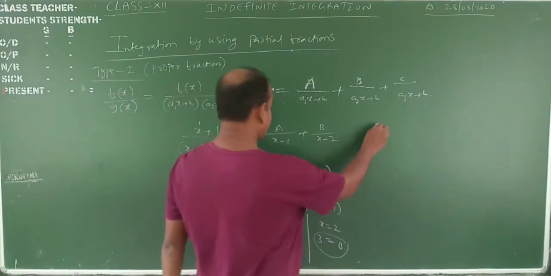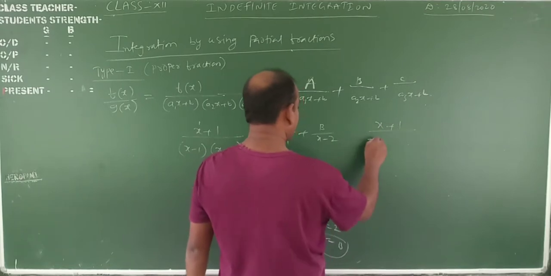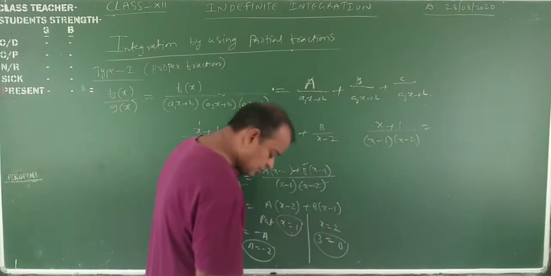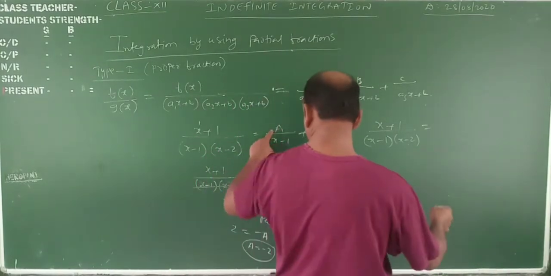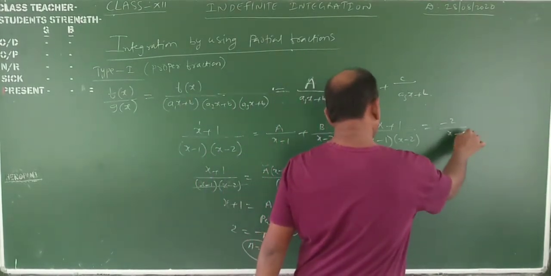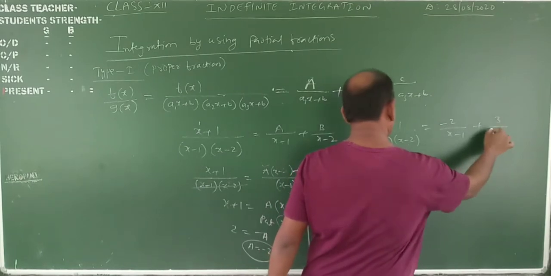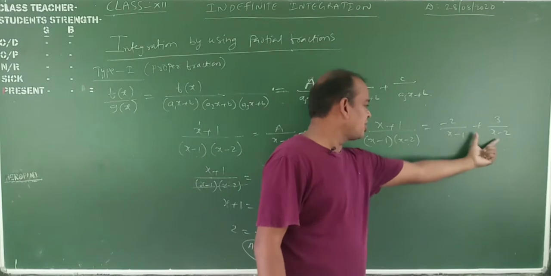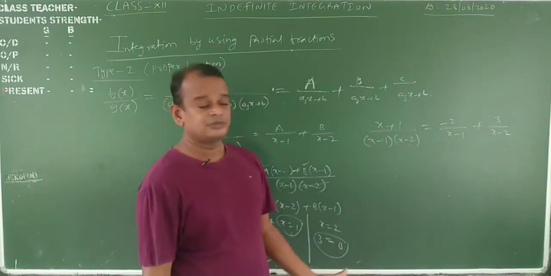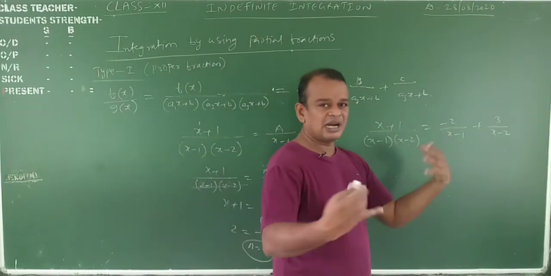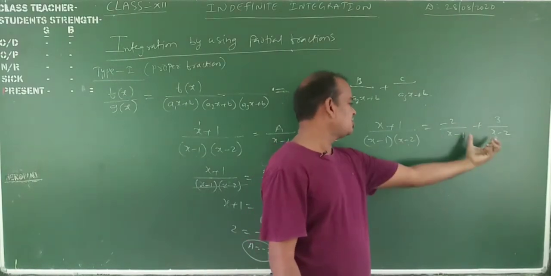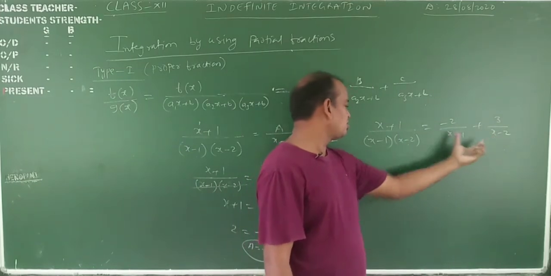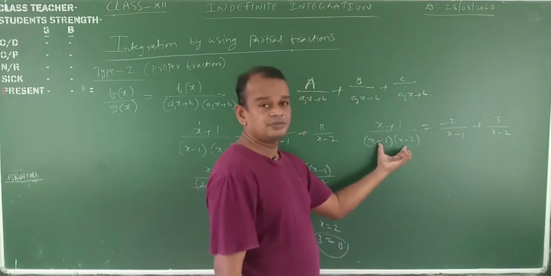Suppose, what happened? (x plus 1) by (x minus 1)(x minus 2) is equal to a by, meaning minus 2 by (x minus 1), plus b by, that is 3 by (x minus 2). This is the partial fraction. Again we calculate, we will get this one. No problem at all. Partial means splitting of this fraction, 100% this one. This calculation goes, we will get this one.